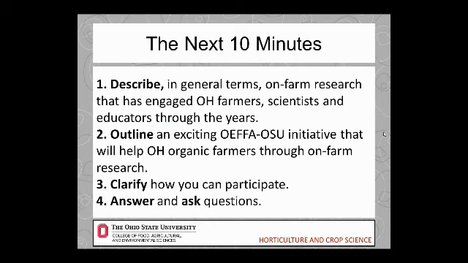There we go. Okay. So the roadmap for the next 10 minutes is to describe in very general terms on-farm research that has engaged Ohio farmers, Ohio scientists, and educators through the years. Our second objective is to outline an exciting OFA-OSU initiative that will help Ohio organic farmers through on-farm research specifically. The third objective is to clarify how you can participate in that initiative. Should you be able and interested, there are definitely ways for you to contribute to the effort and learn from it and gain from it. And then finally, we would like to answer any questions that you have, and of course, we do have a few questions to pose to the group at large as well.